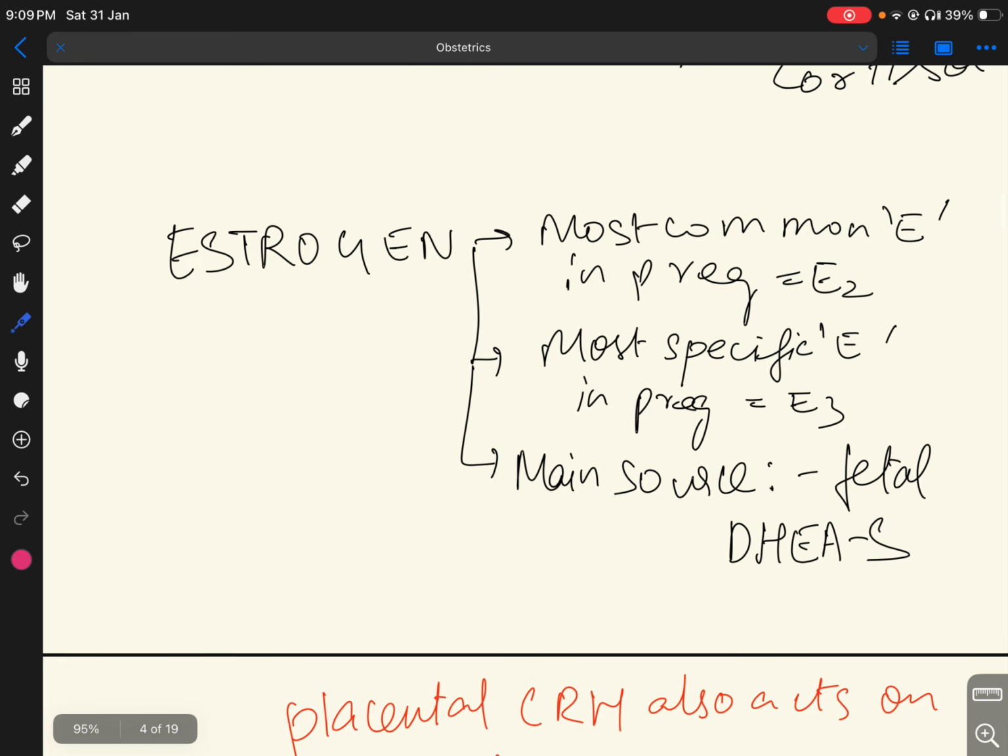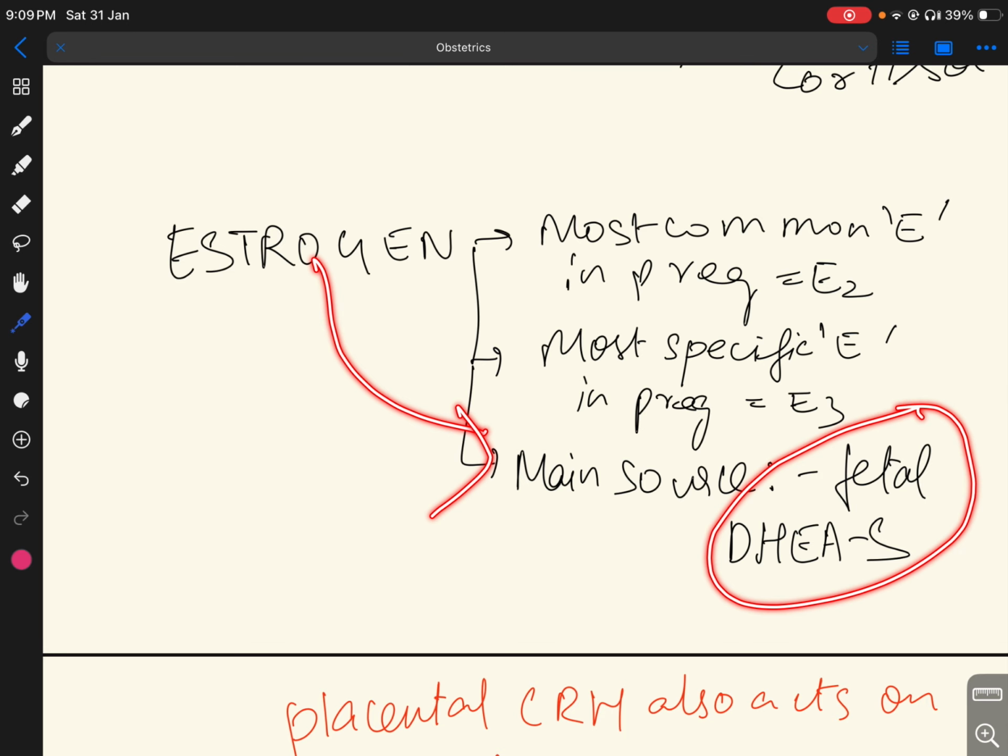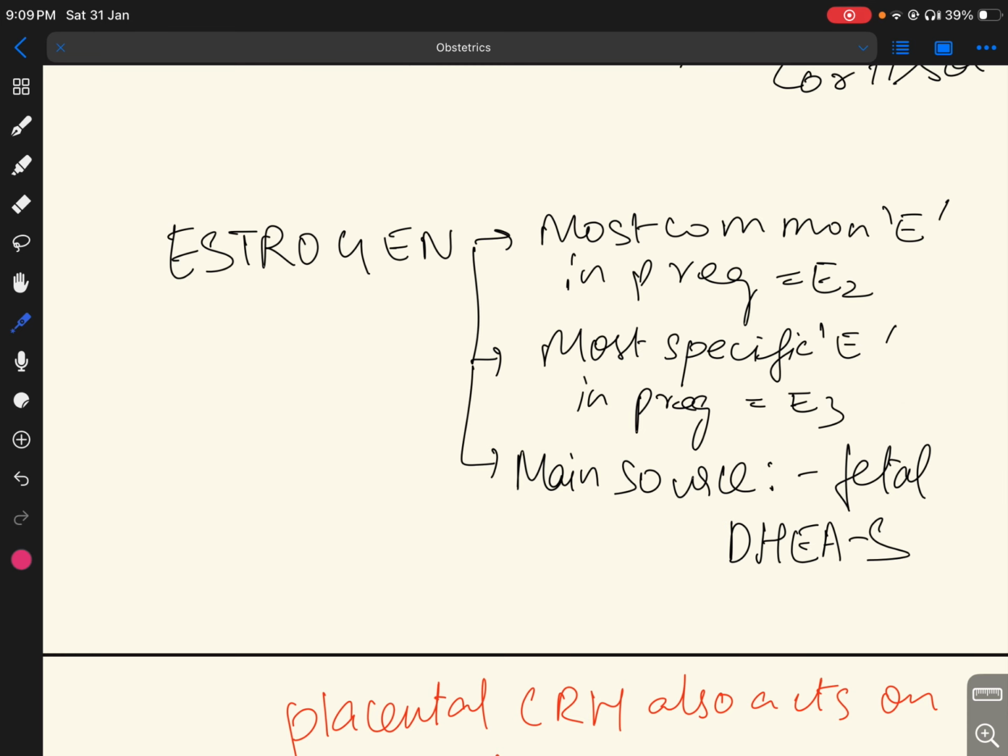Now, what does the estrogen do? The main source of estrogen, as we said, is fetal DHEA sulfate, and the most common estrogen in pregnancy is E2. The most specific estrogen in pregnancy is E3.